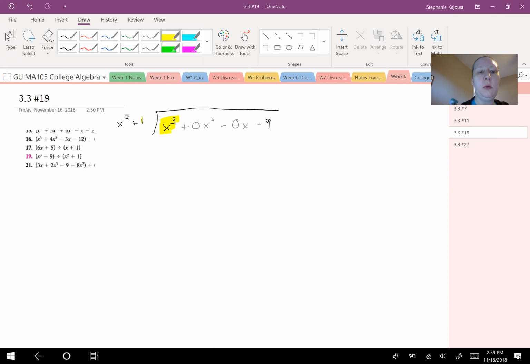I'm looking at my x cubed and my x squared, the first term of each polynomial there. So the way I like to do this is by saying x cubed divided by x squared gets me what? That's x cubed over x squared. When you use the rules of exponents, you subtract those powers. 3 minus 2 is 1. So I have an x. So I'm going to write x right above my x cubed. And then I need to distribute that x by what I'm dividing by. So I need to multiply that x by x squared plus 1.